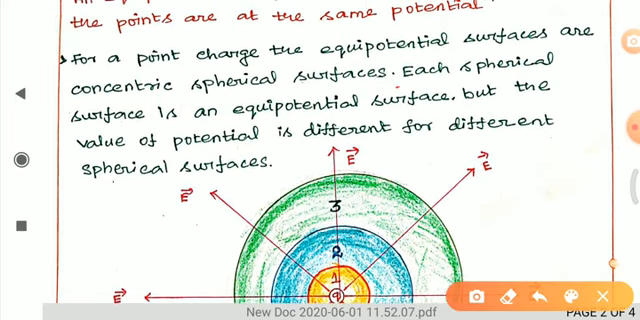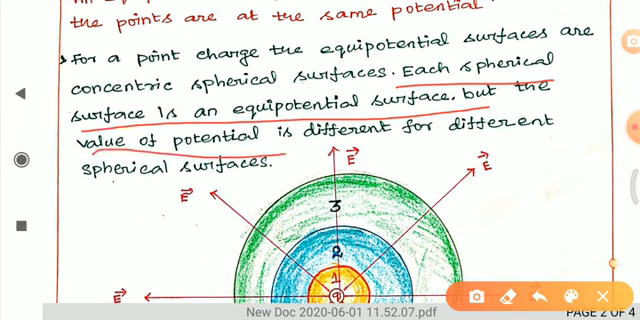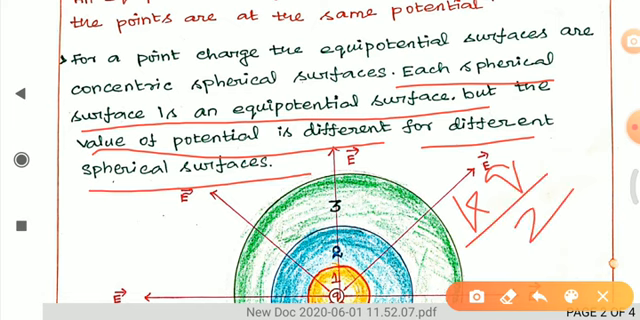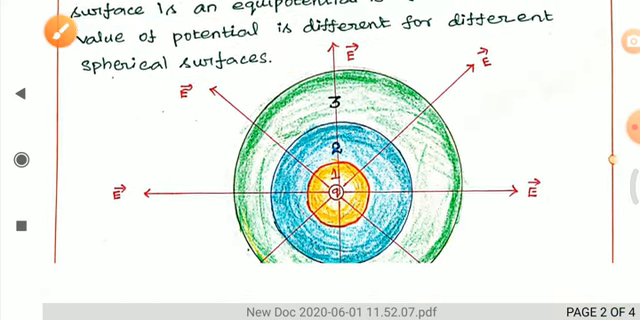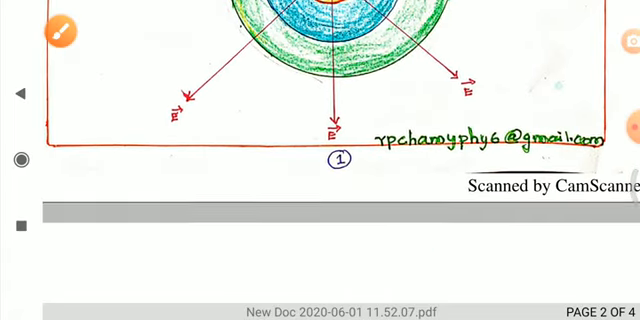Each spherical surface is an equipotential surface, but the value of potential is different for different spherical surfaces. Are you clear? For the first surface, it is given by KQ divided by 2. For the second surface, KQ divided by 5. For the third surface, KQ divided by 8. So for each surface, the value of potential is different.